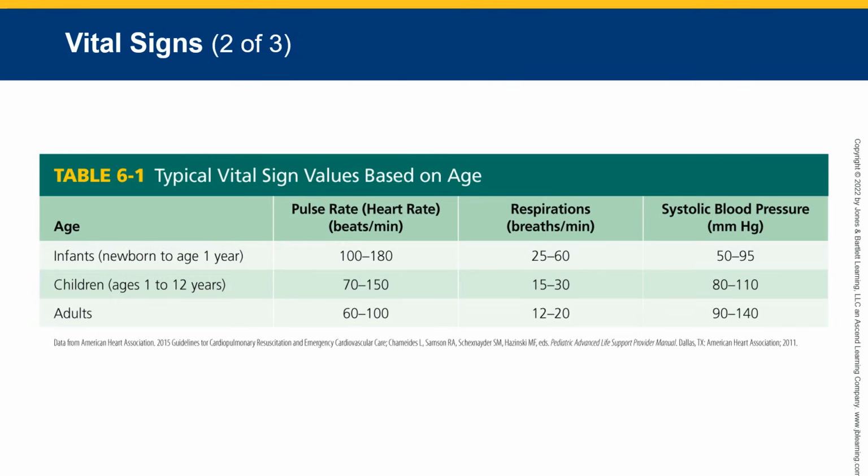So if we're talking about normal numbers, infants should be at about 100 to 180 beats per minute. And then you see the children 70 to 150, and adults are sitting between 60 and 100 beats a minute. That's how fast your heart should be beating when you're resting. Okay. Then you look at the respirations. 25 to 60 for newborns, they breathe really fast. Children and infants, 15 to 30, and then adults, 12 to 20, on a normal, average basis.